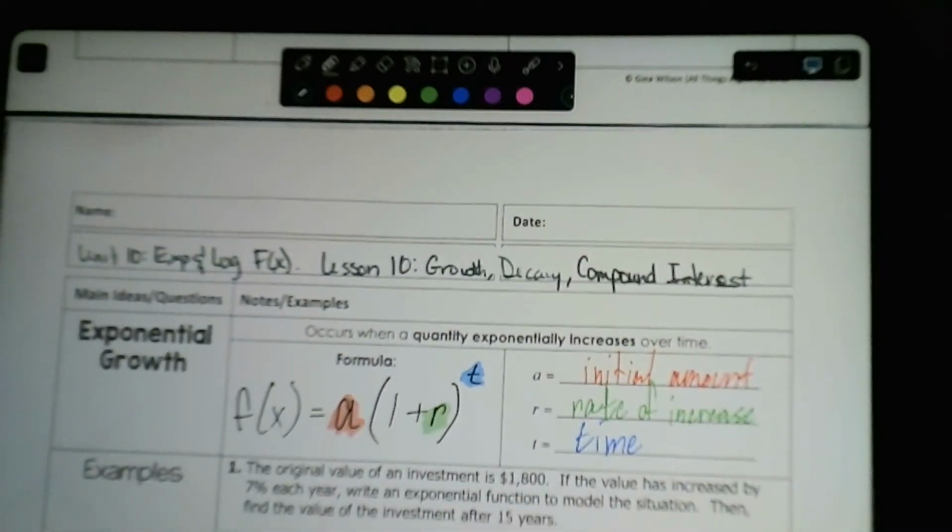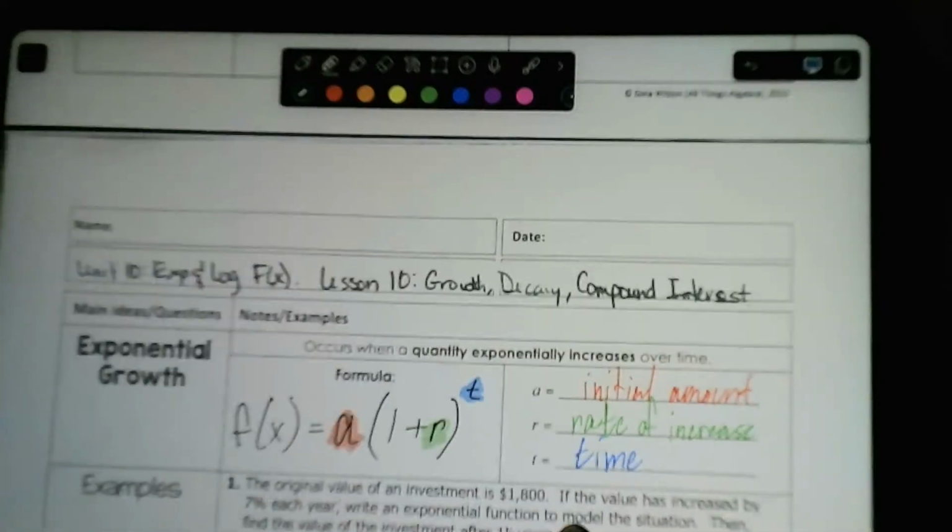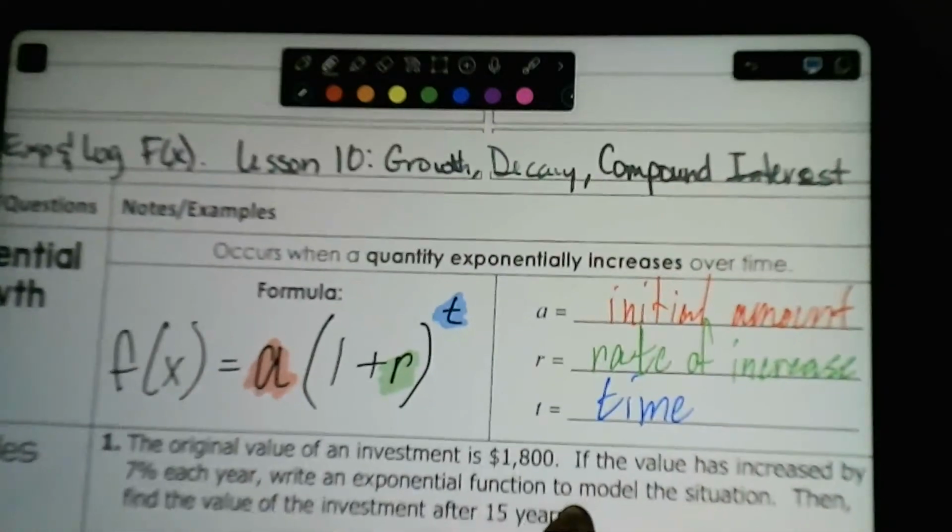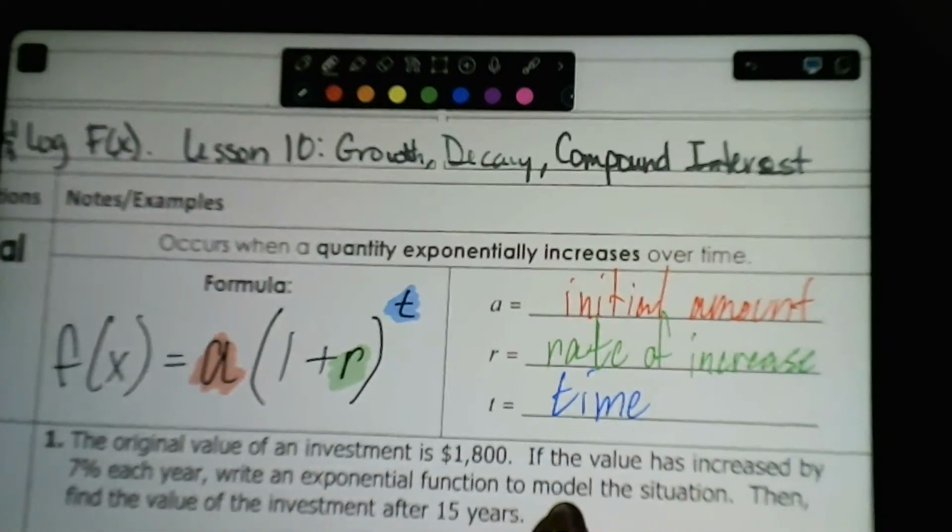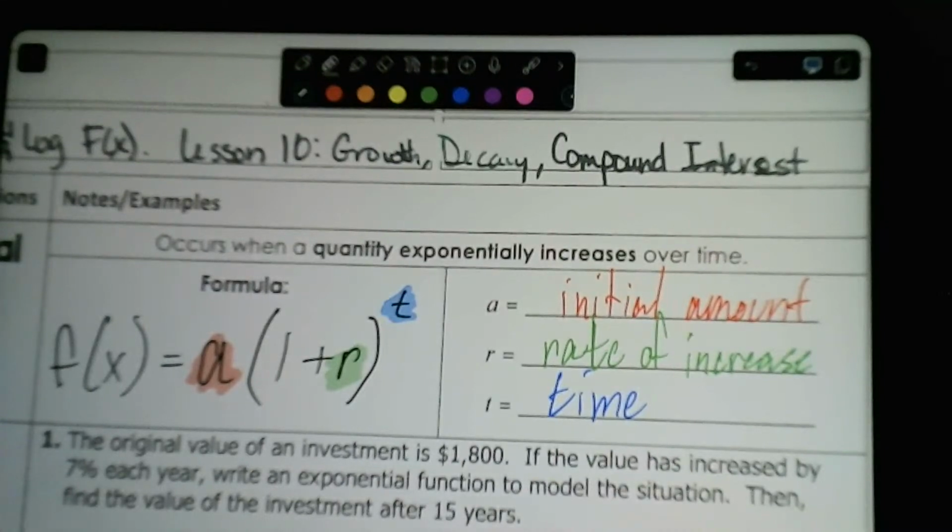All right, what's left? Oh, growth and decay and compound interest. You already have this expression. Write it down if you don't.